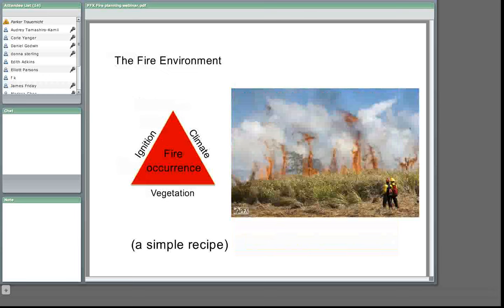I like this model for fire occurrence in an ecosystem. It's a pretty simple recipe. You need an ignition source. The vast majority of our fires in Hawaii and on other Pacific islands are started by people, over 99%. Lightning strikes are relatively rare. You need vegetation. From a fire science perspective, vegetation is just fuels. It's everything that can burn. And different characteristics of the vegetation make them more prone to burning.